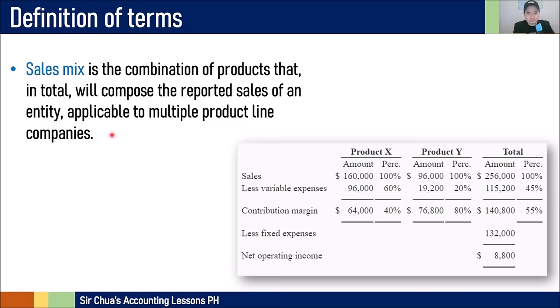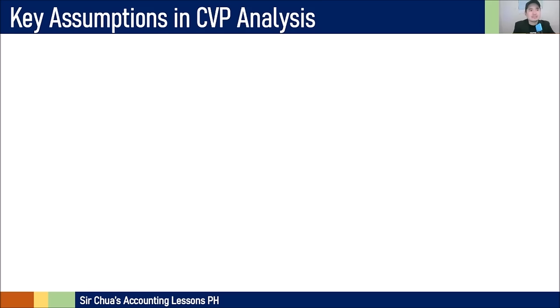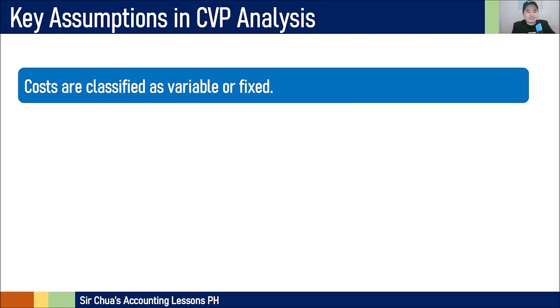Okay, ngayon, ano po ba ang mga pag-uusapan natin sa CVP analysis at ano po ba yung mga assumptions sa ating CVP analysis? First assumption is, costs are classified as variable and fixed. Basically, in CVP analysis, we will be using variable costing. Okay, so ang classification po natin ng cost, variable and fixed, hindi po cost of goods sold and operating expenses. Okay? So, pang internal decision making po kasi ito. Kaya ang gagamitin natin, variable costing.